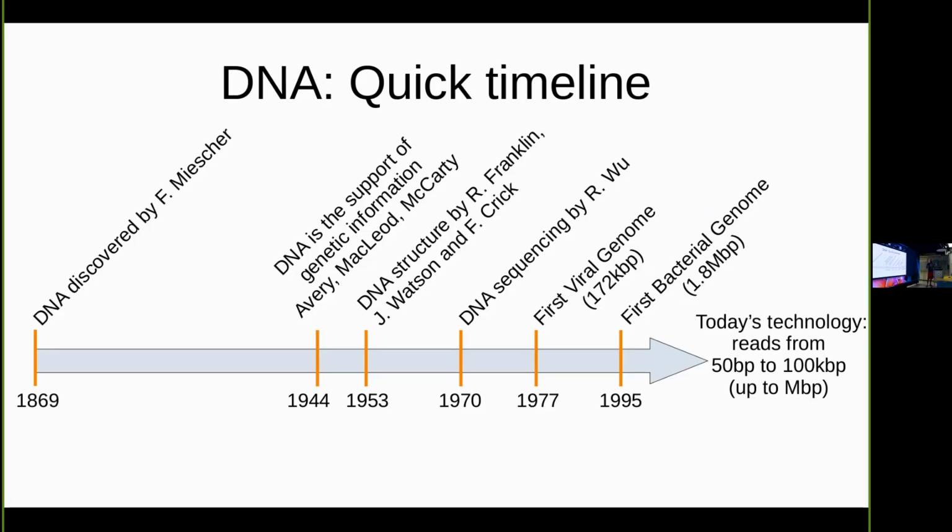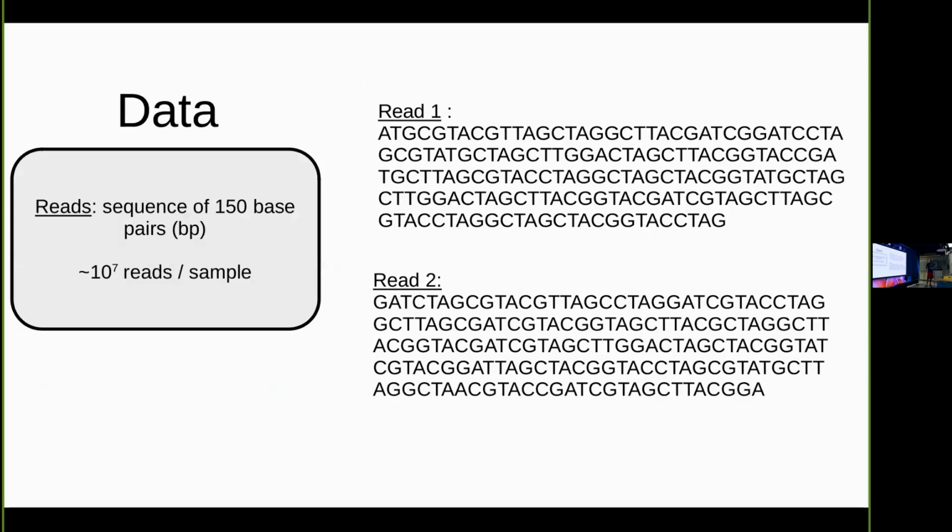So just a bit of language here. We sequence the DNA, and by sequencing DNA, we have reads, and reads are basically chunks of DNA. Today's technology allows us to get reads from 50 base pairs to 100 kilobase pairs, even more if you have the right tools. So that's quite huge. What we have at the DeLong Lab are reads of 150 base pairs, and in a particular time series that I will present later, we have 10 million reads per sample. On the right are two examples of reads.